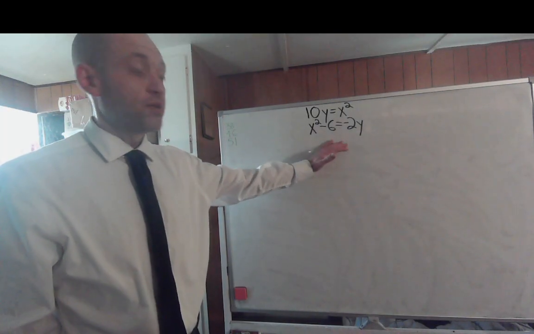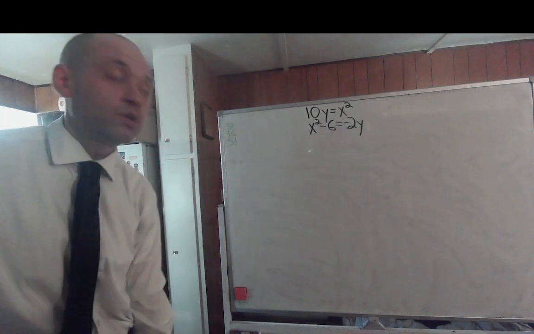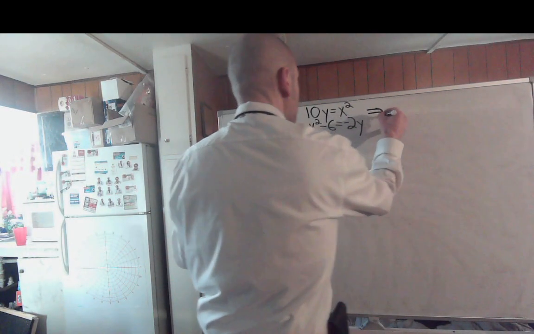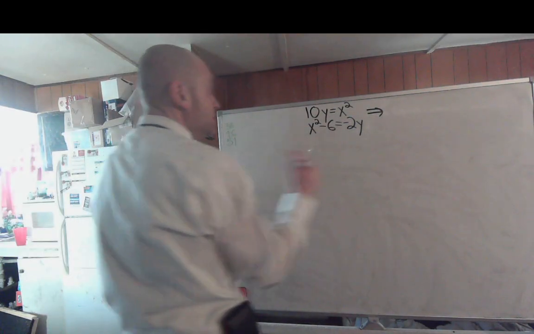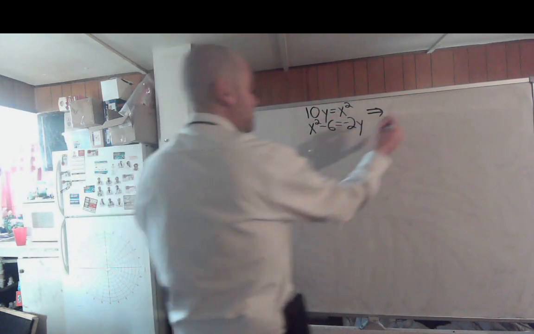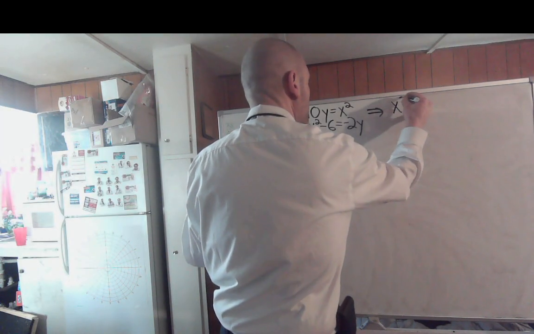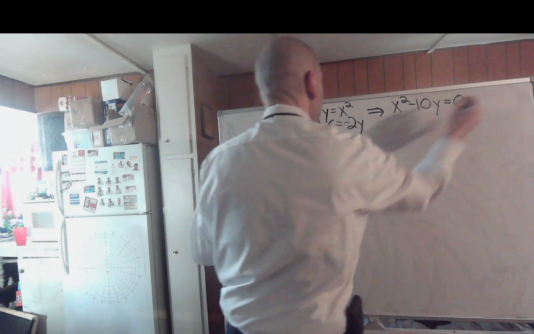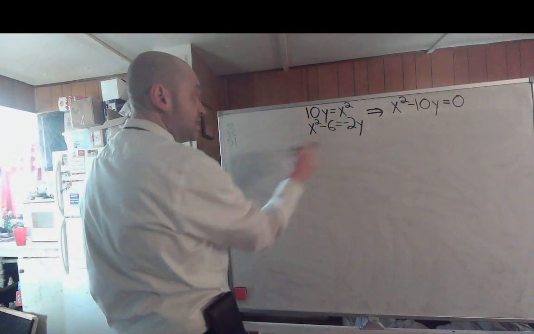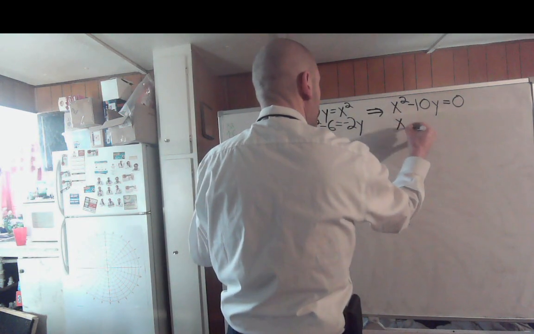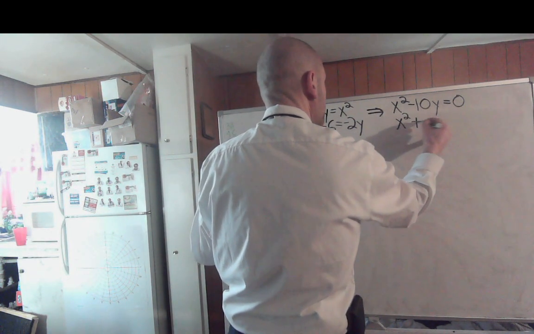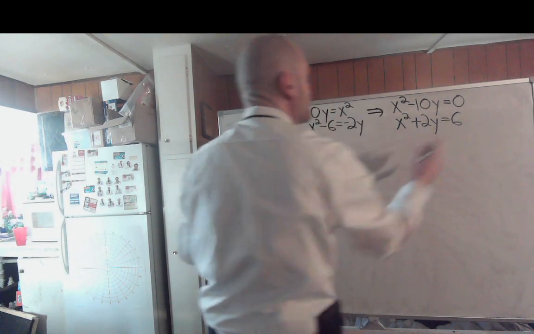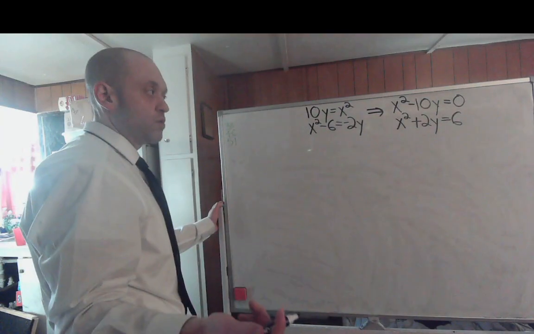This is definitely where the intersection of two parabolas is occurring. I think it's going to help if we move some terms around. So if you simplify the first equation, you could get x squared minus 10y is equal to 0. Simplify your second equation, you could get x squared plus 2y is equal to 6. So that's something much easier to work with.